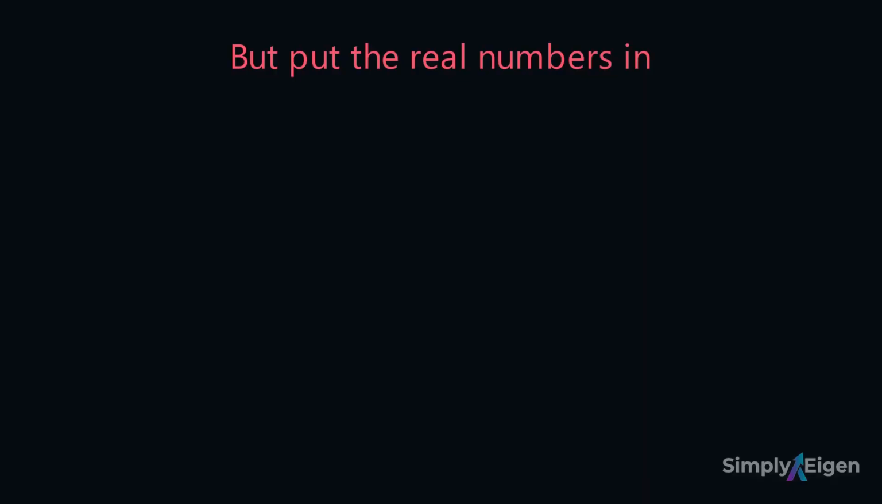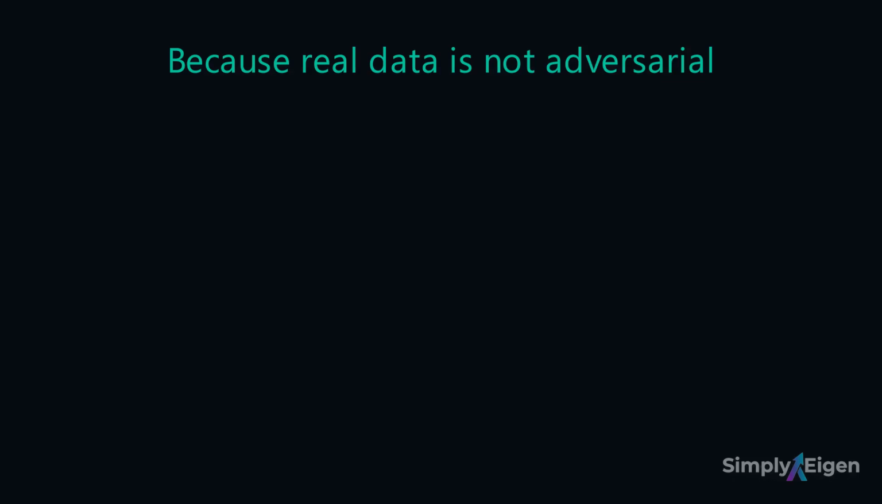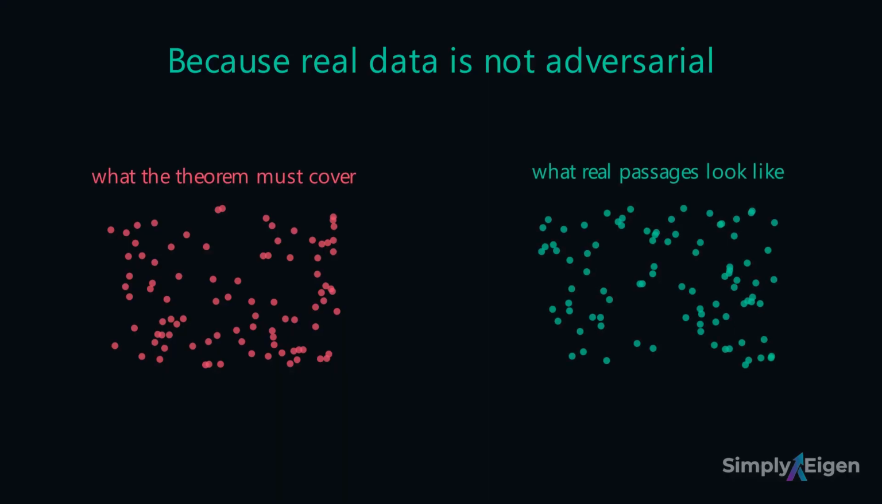But I want to be careful here, because this theorem gets quoted to justify something it does not justify. Put the real numbers in. 1,000,000 points, 10% distortion, and the bound demands 11,842 dimensions. Real systems use 1,536. The theorem is asking for nearly 8 times more than anybody actually uses. So why does 1,500 work? Because the theorem promises something stronger than we need. It holds for any set of points at all, including ones arranged by an adversary to be as awkward as possible. Real passages are not adversarial.